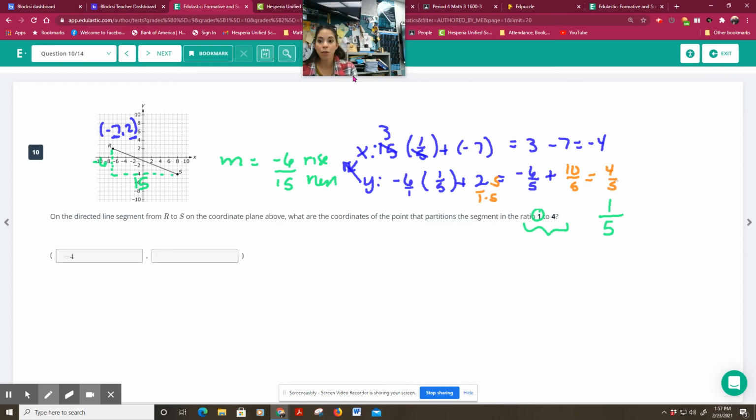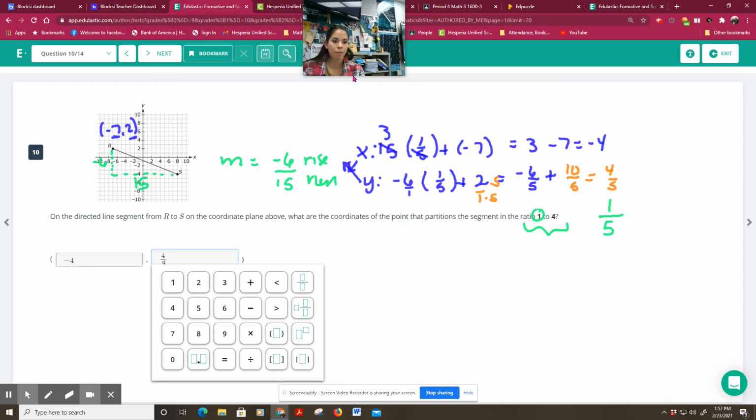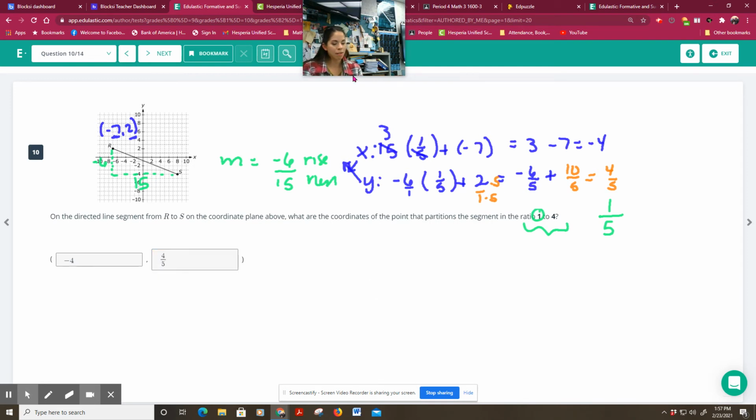4 over 5, you can leave it 4/5, or you could have typed it in as a decimal. I'm just going to leave it 4/5. If you type it in as a decimal, I'm just using my calculator on my phone, 4 divided by 5 is 0.8. So 0.8 instead of the fraction 4/5, they're the same thing. So either or is fine by me.